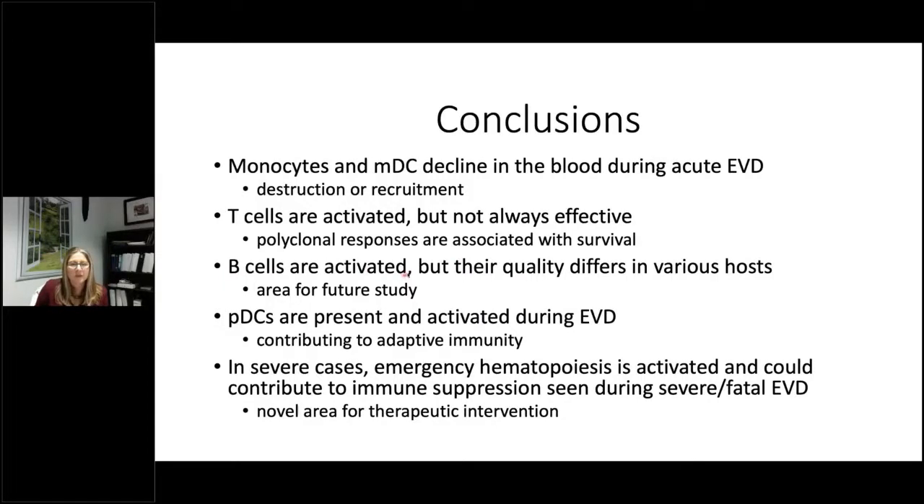B cells get activated, but their quality differs significantly in various hosts. I think there's a lot more that can be done with B cells, and this is an area that is ripe for future study. pDCs are present and activated during Ebola virus disease, and I would suggest that this means they are probably contributing in an important way to adaptive immunity, and that we need to understand this a little better. And then finally, in severe cases, emergency hematopoiesis is activated, and this could be the reason why we see immune suppression in patients who have severe and fatal EVD. This suggests that this is a really great novel area for potential therapeutic intervention.